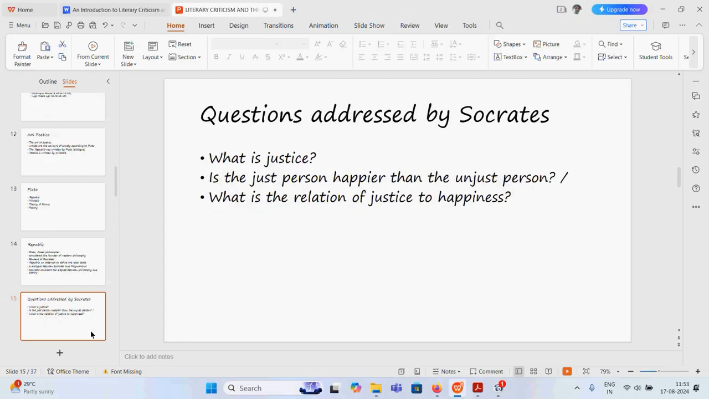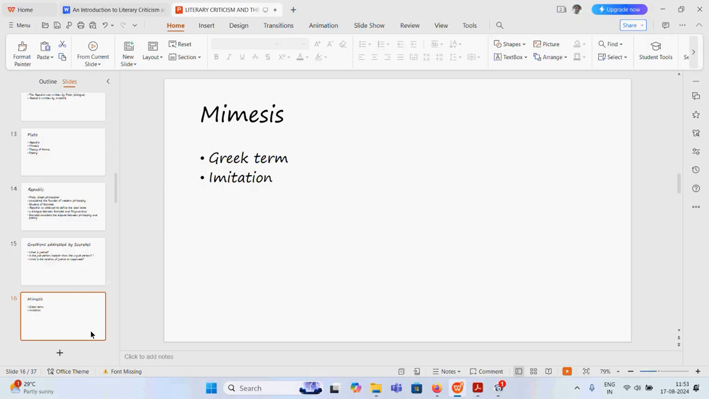There are two main questions addressed by Socrates in this work. One is, what is justice? And most part of the work revolves around this question. Another question is, is the just person happier than the unjust person? Or what is the relation of justice to happiness? So these are the two main questions that are addressed by Socrates in the Republic.